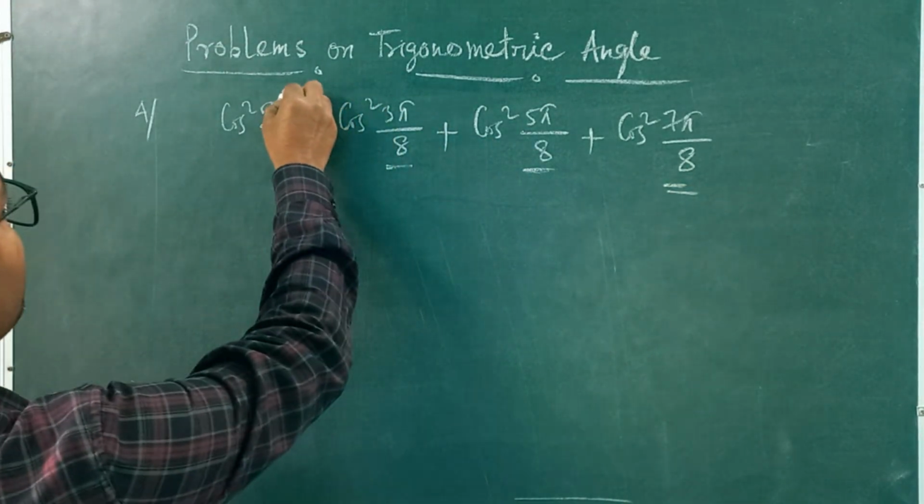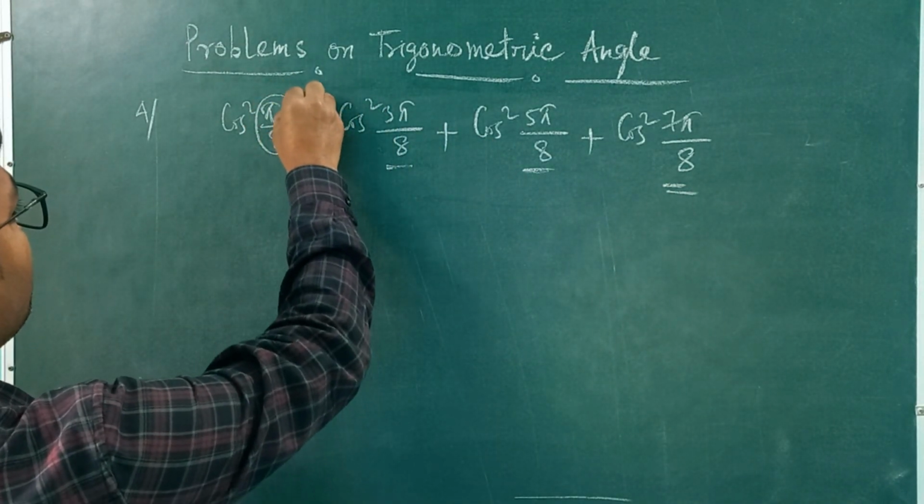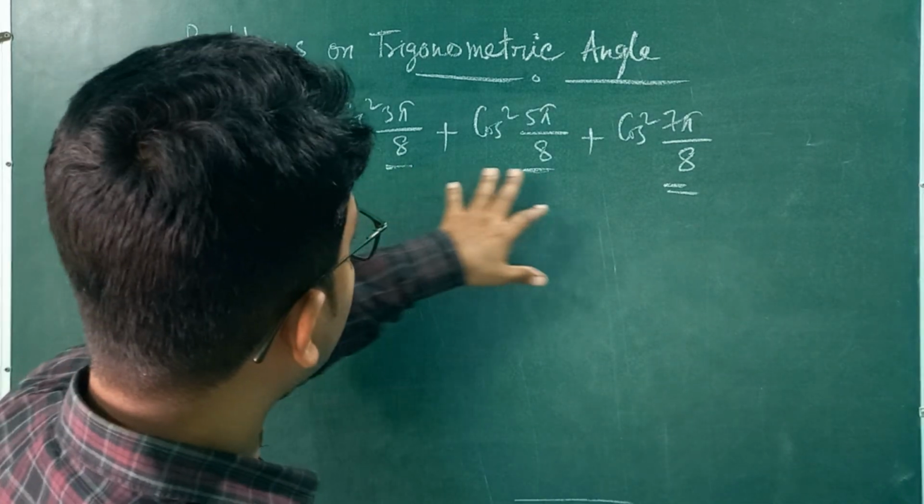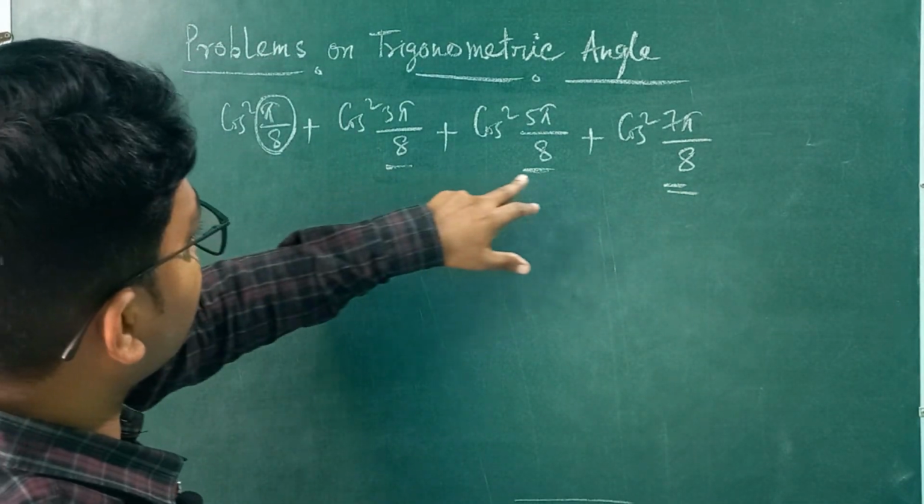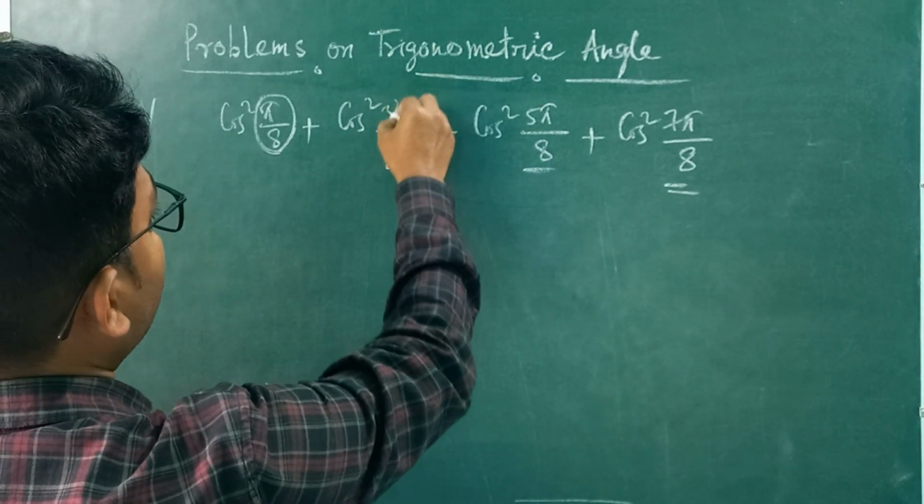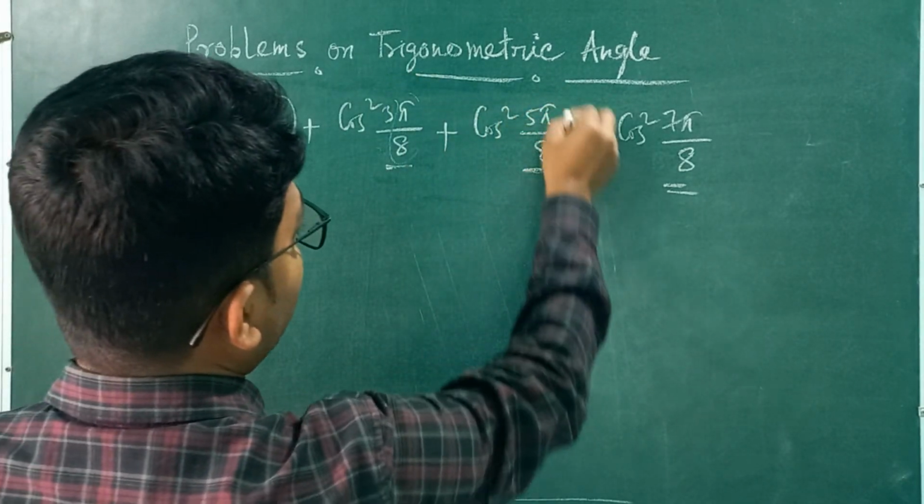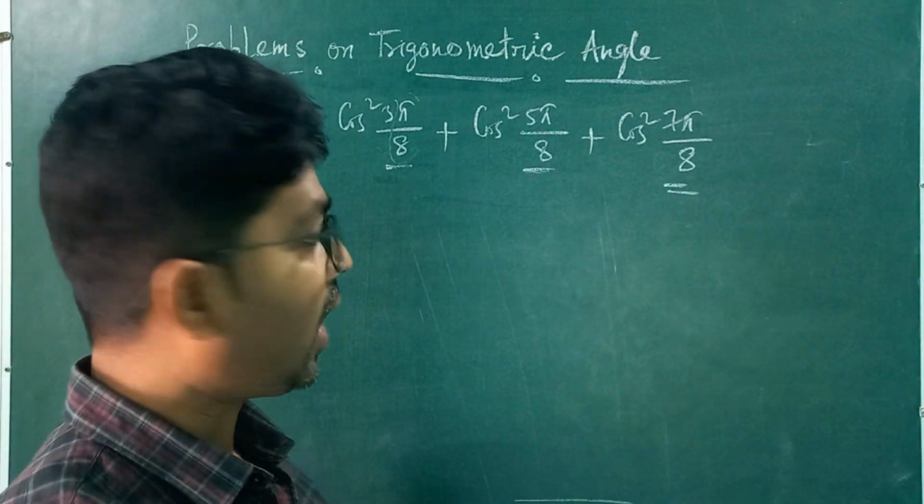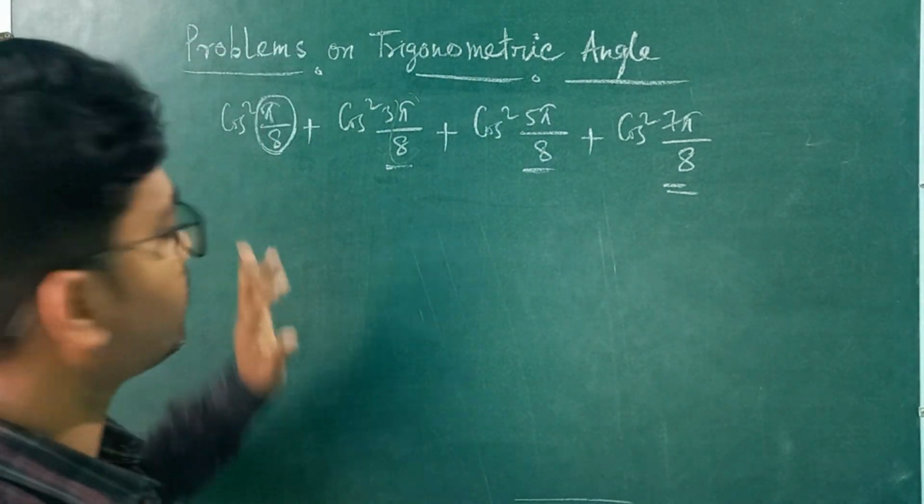What is the smallest angle? Smallest angle is pi by 8. So I will not change this angle, but we will break the other angles. This one is 3 times pi by 8, this one is 5 times pi by 8, this one is 7 times pi by 8. So I will break the angles in terms of pi by 8.